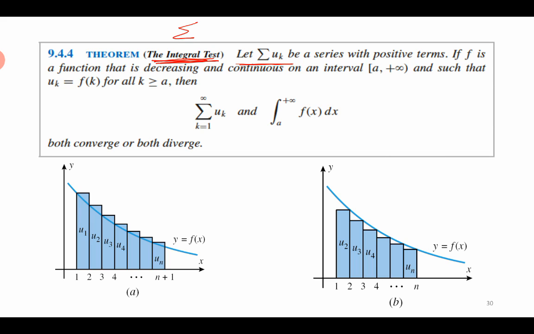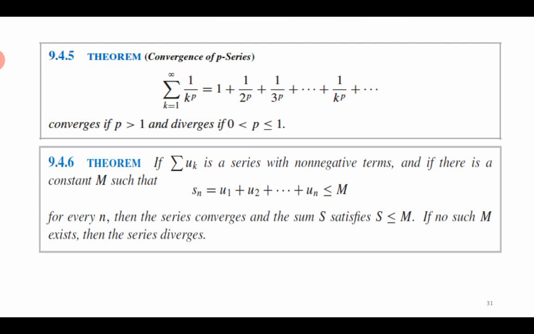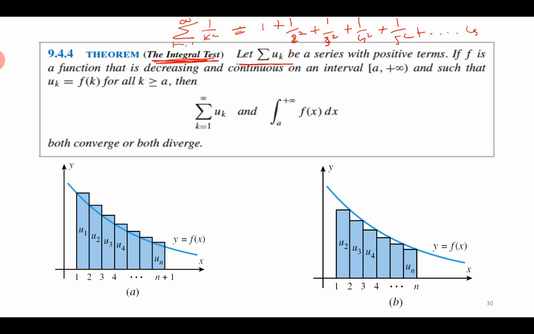Summation 1 by k square. What is it? When k is from 1 to infinity, this is 1 plus 1 by 2 square, 1 by 3 square, 1 by 4 square. Obviously this is not a harmonic series, because the square will change it, isn't it? It's not a harmonic series. So is this convergent or not? By using the integral test we will check whether it converges.